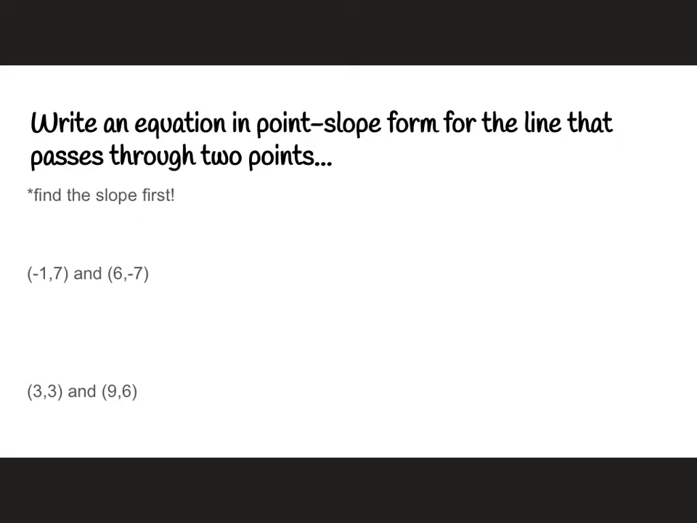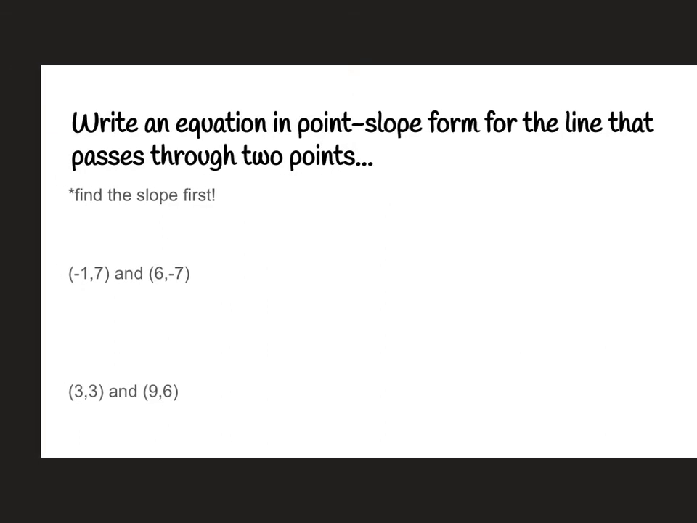We need to now write an equation in point-slope form that passes through 2 points. Now, the most important point here is that we have to find the slope first. And remember, slope equals y2 minus y1 over x2 minus x sub 1. So we're doing 2 different steps. That's all we have to do here.